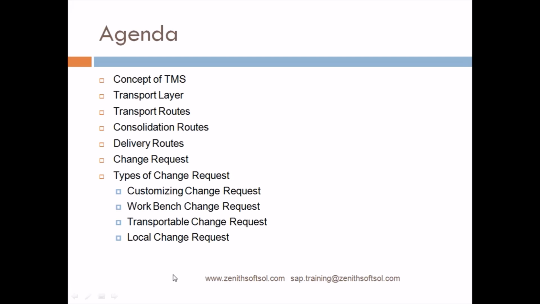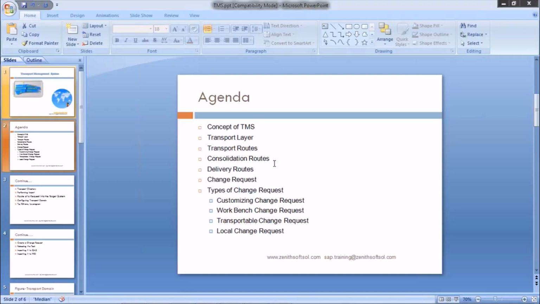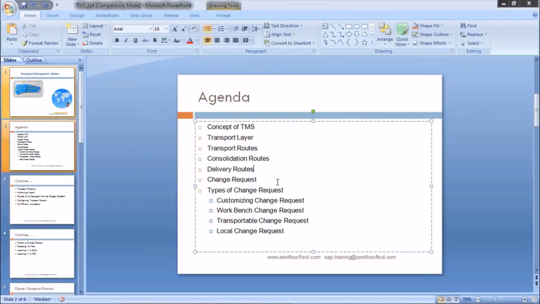And lastly, local change request. A change to an R/3 repository object in a development system but not transportable to quality or production system will be recorded in a local change request. So a local change request can be released but not transported. So I hope you understand the concept of transport management system. As I said, for customizing change request, you need to use the transaction SE10, and for workbench you have to use SE09.